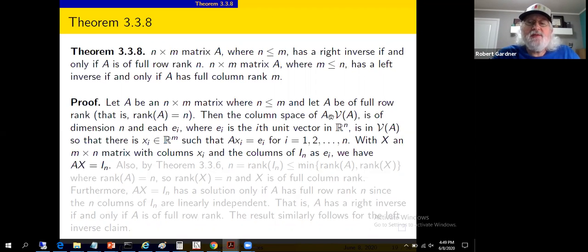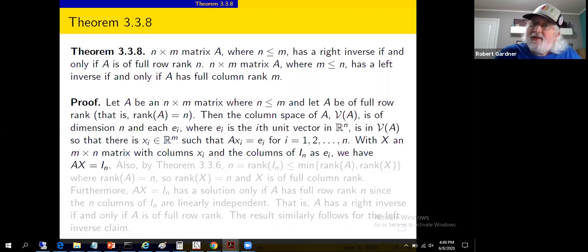All right, the column space of A, V of A as we've denoted it, would be dimension N, because that's what the rank is, the dimension of the column space, if you like. So if we take any e sub i, the ith standard basis vector, any of those vectors are in Rn. But the column space of A being dimension N must equal Rn. So every one of these standard basis vectors is in the column space of matrix A.